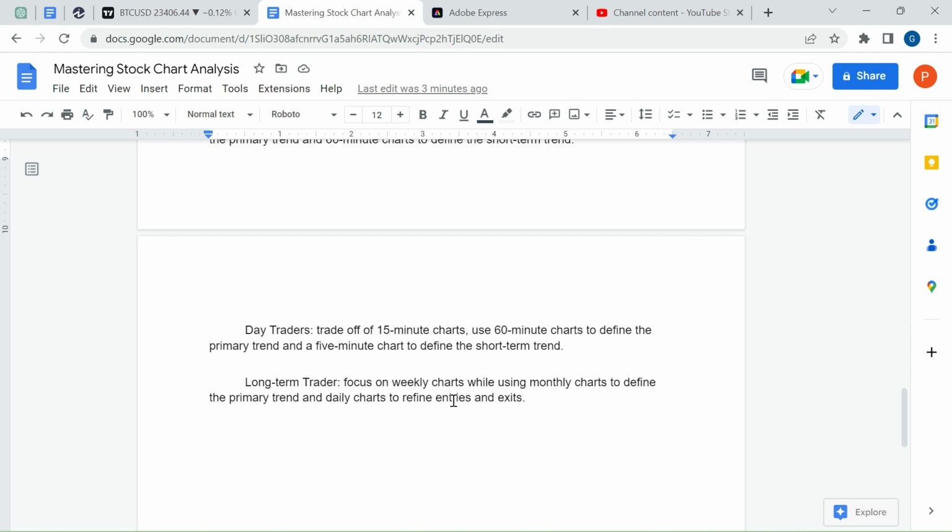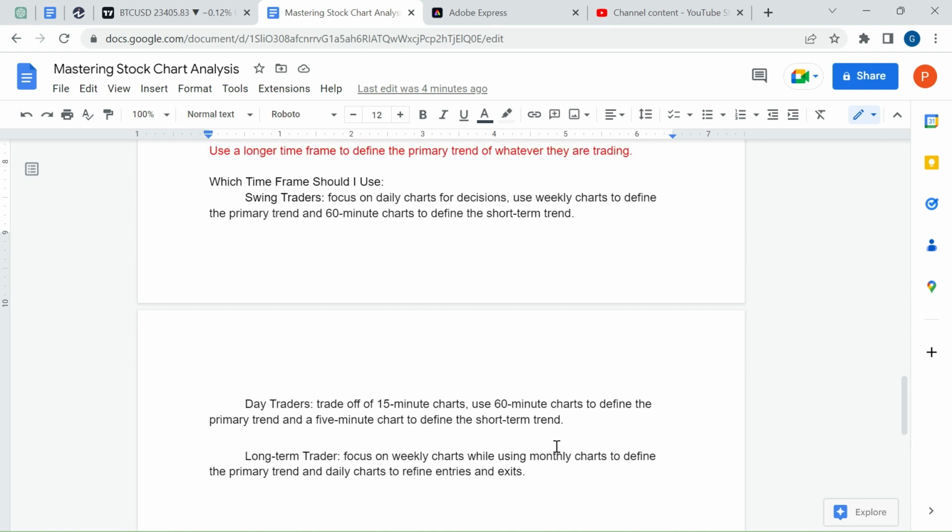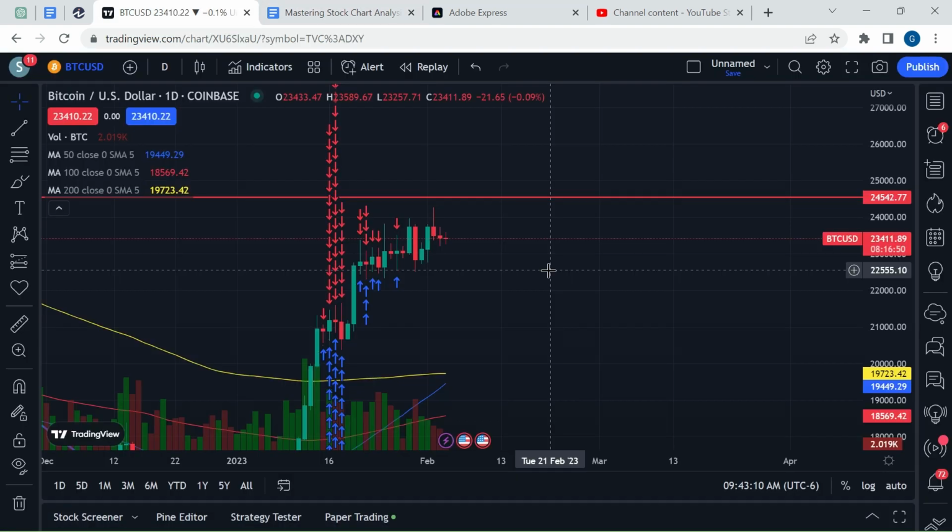For long-term traders, you may want to focus on weekly charts while using monthly charts to define the primary trend and daily charts to refine entries and exits. These are some good examples of what time frames you may use to analyze your chart, depending on your trading style. But this will just depend on your strategy and your trade style.